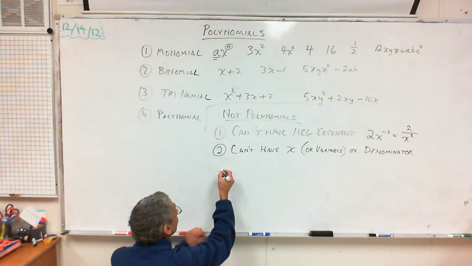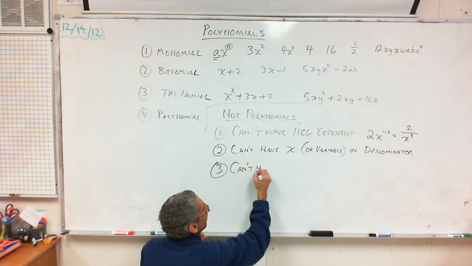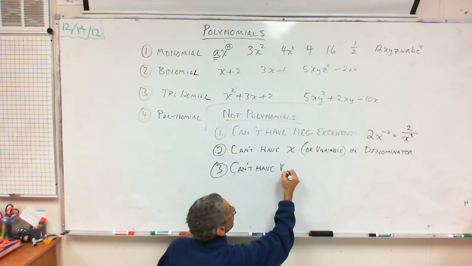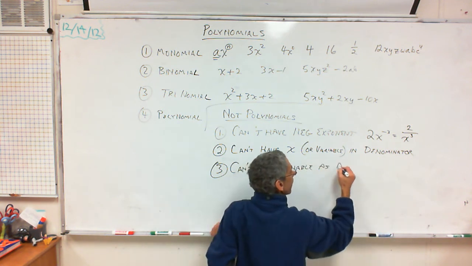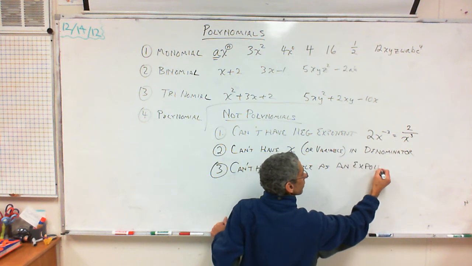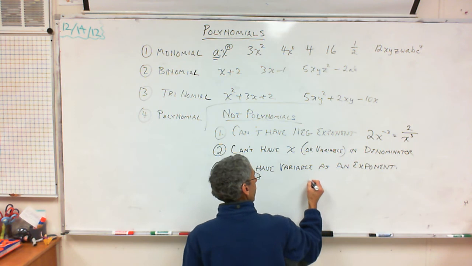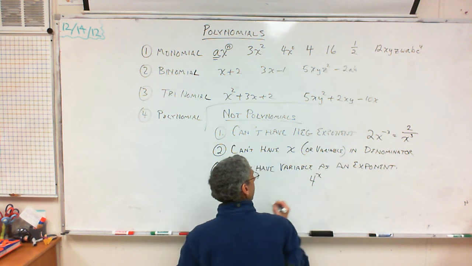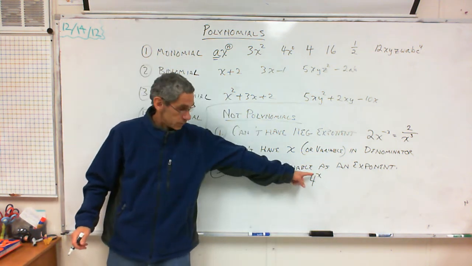It also can't have a variable as an exponent. Yes, exactly. That's the third main one. So you can't have a variable as an exponent. So you cannot have 4 to the x. You can't have 4 to the x. You can't have a variable as an exponent.